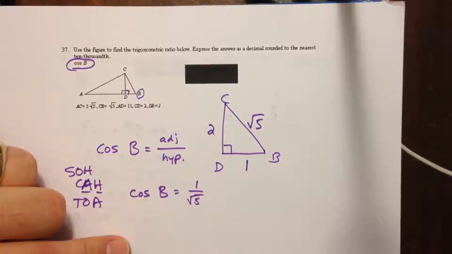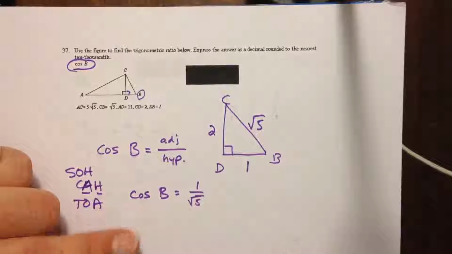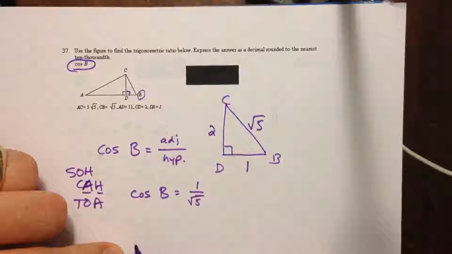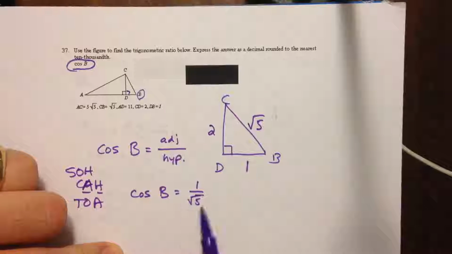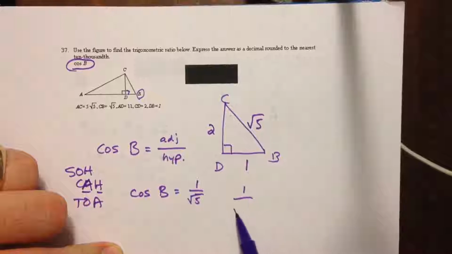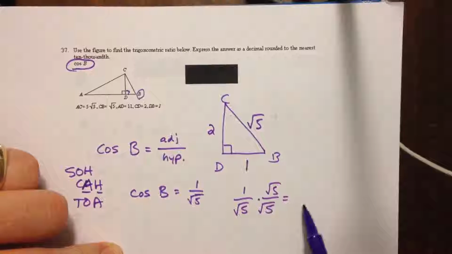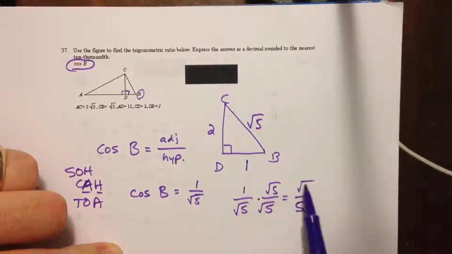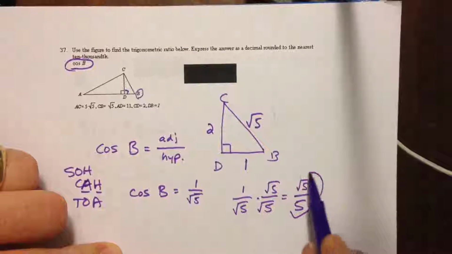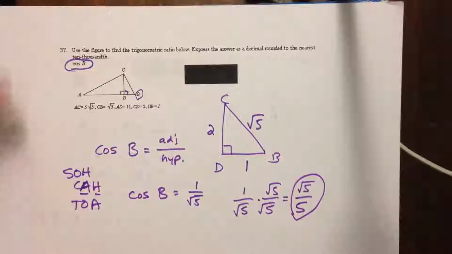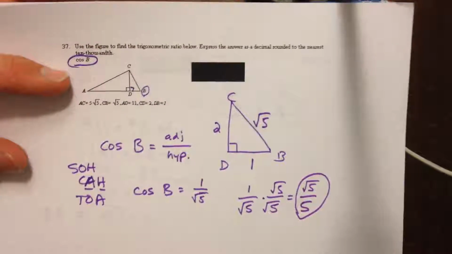Now, if this is a multiple choice test, which it is, that's not going to be an answer because we can't have a radical in the bottom. So to rationalize that, we must multiply the top and bottom by radical 5. Radical 5 times radical 5 is 5. And then you just get square root. So you get radical 5 over 5.